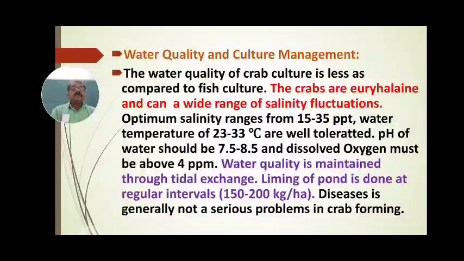These are the four important water quality parameters. First is salinity. The salinity range is 15 to 35 parts per thousand. Water temperature is from 23 to 33 degrees centigrade. The pH of water is 7.5 to 8.5, and the dissolved oxygen level must be above 4 ppm.